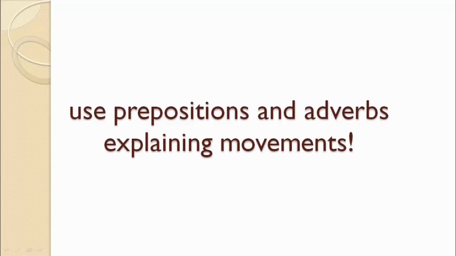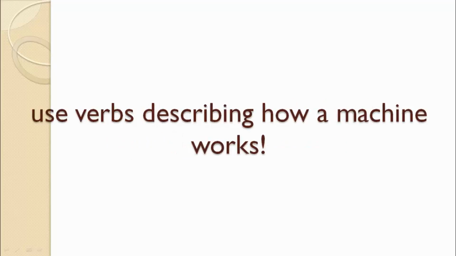Use prepositions and adverbs explaining movements. When we describe how something works, we often use prepositions or adverbs to explain movement. Use verbs describing how a machine works. Describing how a machine works often involves verbs that you do not commonly use. These are verbs like spin, explode, turn, push, pop, hold, rotate, activate, and others.